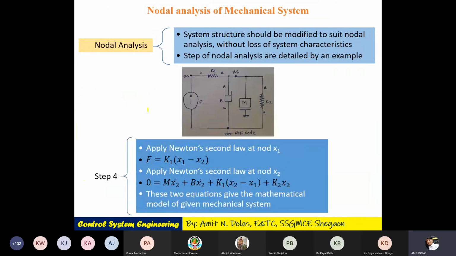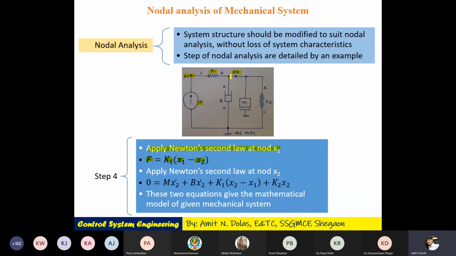So once this is finished, we'll apply the physical laws, and of course as it is a mechanical system we'll be using Newton's second law of motion. So apply Newton's second law of motion at node x1. दो नोड है x1 and x2. पहले x1 पे करेंगे. x1 को क्या लगा है? x1 has a force, so F, and then connected component is k1, and K1 has the impact of x1 as well as x2. So we'll write x1 minus x2.